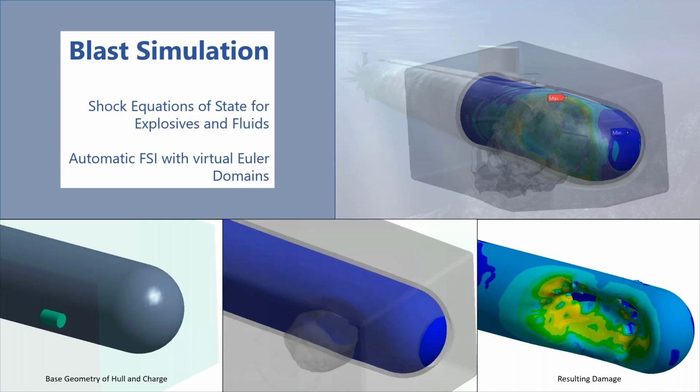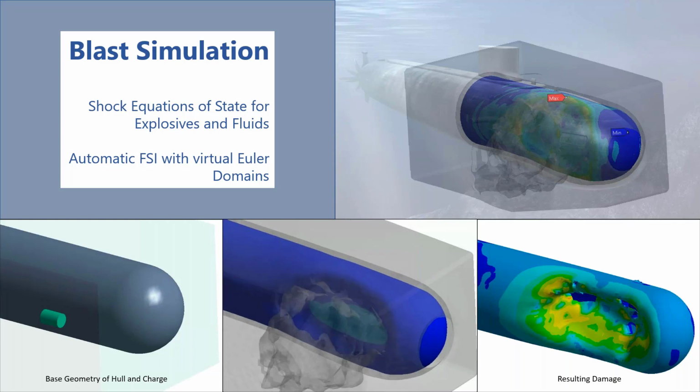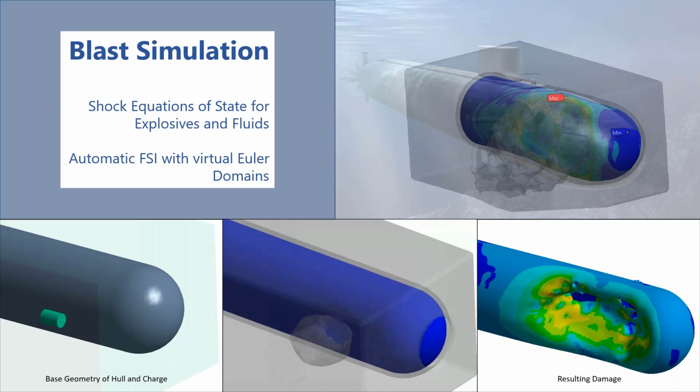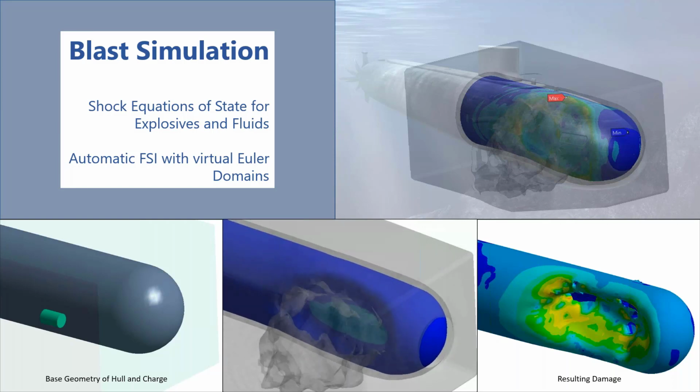So I did this for a mocked up submarine hull, and I wanted to study what happens to that hull when a depth charge is set off next to it. And as you can see, it doesn't hold up the best. But the idea being that this is something that you couldn't even dream of doing using traditional implicit methods.